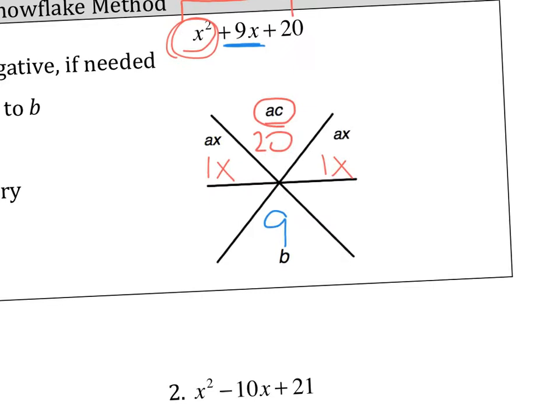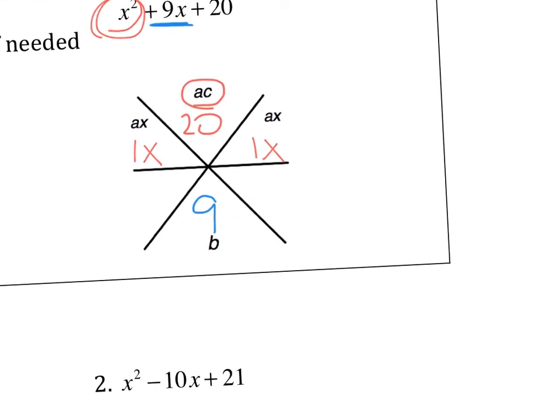Now, we ask ourselves, what are the factors of 20 that add to 9? Now, we already know that answer. The answer is 4 and 5. So, I'm going to put both 4 and 5 in there. And it never matters where you put the 4 or the 5, as long as you put the 4 or the 5 here and the 4 or the 5 here.